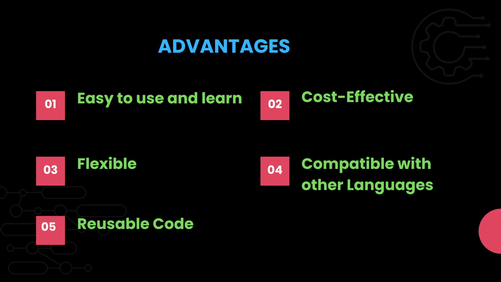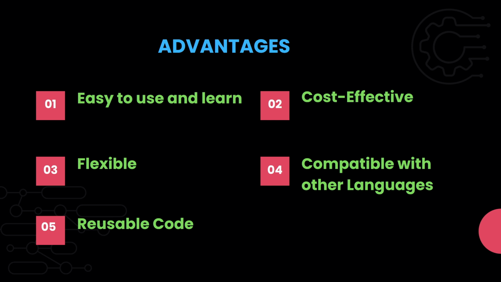Number 2, cost effective. Basic scripting is relatively cheap compared to other programming languages. This means that you can find many free scripting languages available online, which can help you save on development costs. Number 3, flexible. Basic scripting languages are very flexible and can be used to write scripts for almost any platform or application.